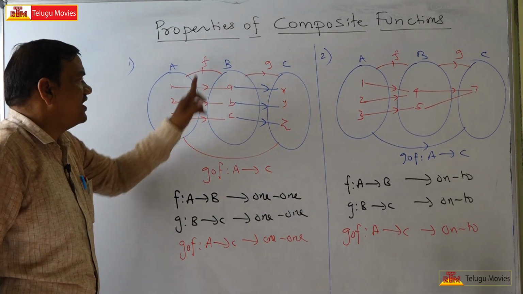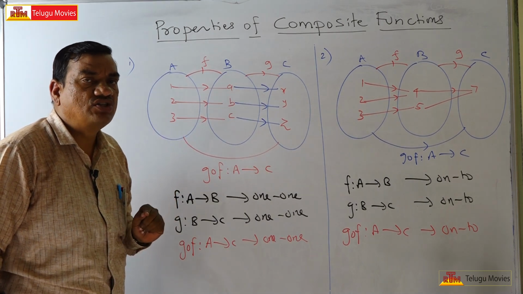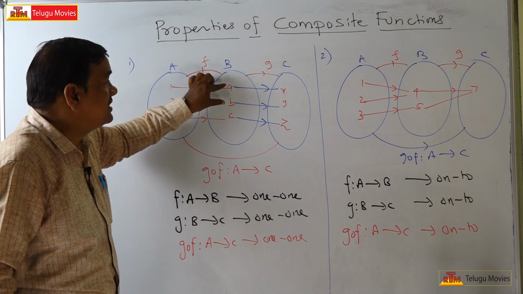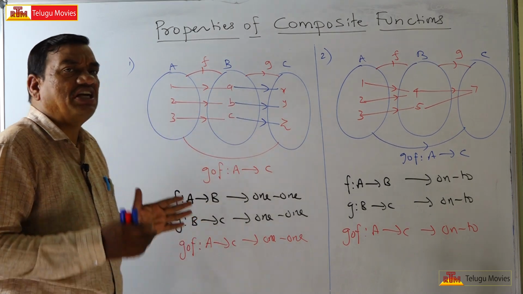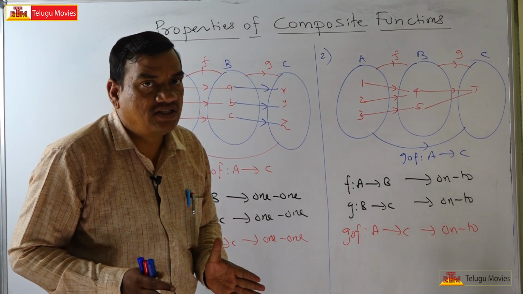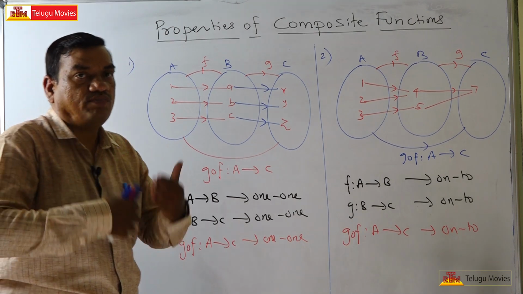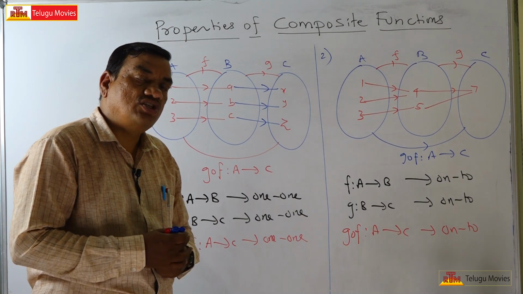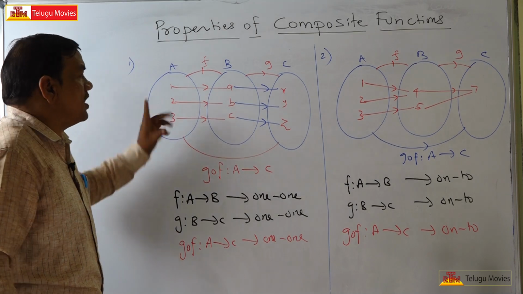The first property: see here clearly, F from A to B is a 1-1 function. What is the definition of a 1-1 function? No two elements of the domain should have the same image in the codomain. That means one element, one image, just like in a bus. If there are 36 seats, 36 passengers should be there, provided the bus is full. Otherwise there will be empty seats also. Here also it is the same thing.